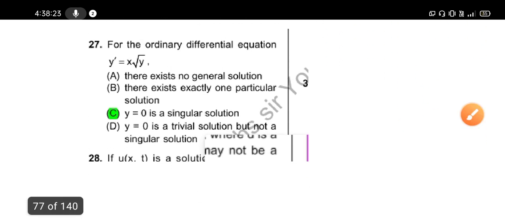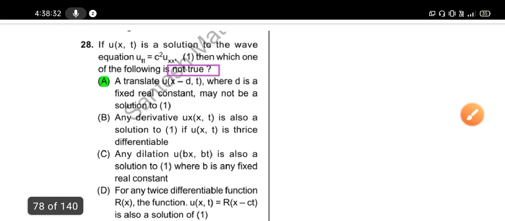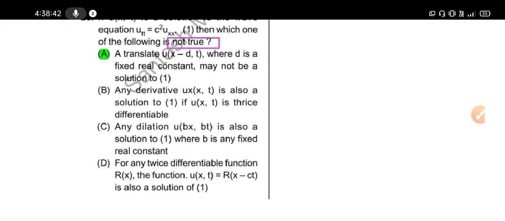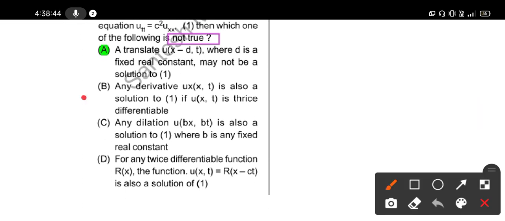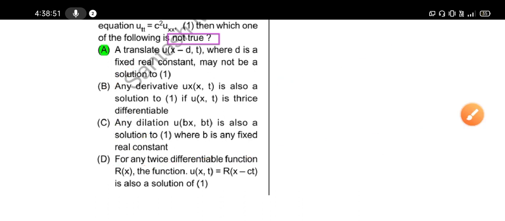Next question, for the ODE y' is equal to x root y. This has a singular solution, y is equal to 0. Option C is correct. If u(x,t) is the solution of the wave equation u_tt is equal to c² u_xx, which one of the following is not true? Here B is correct, C is correct, D is correct, and A is not true. So option A is correct.